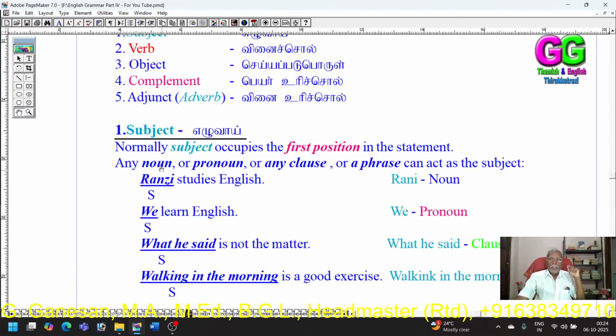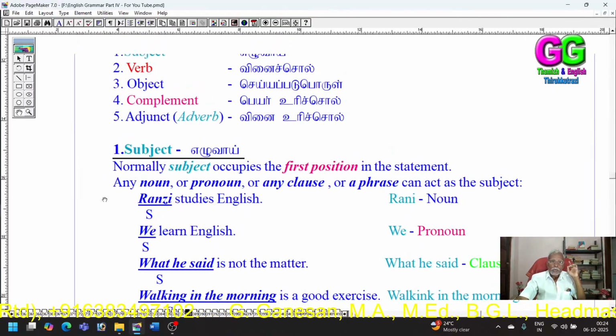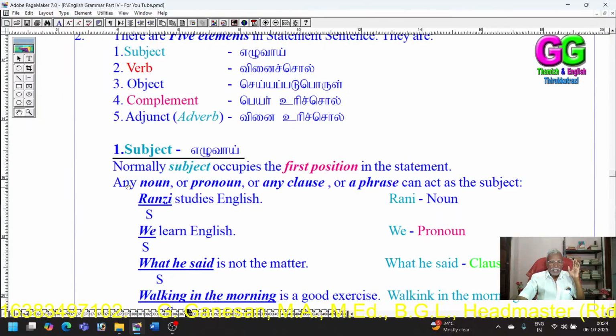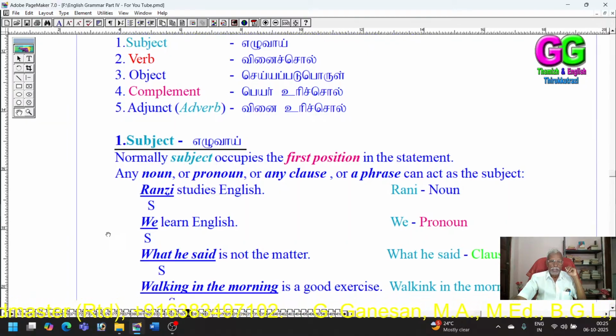Subject. Normally, the subject occupies the first position in a sentence. What can be used as the subject? Any noun or pronoun or any clause or a phrase can be used as the subject. Let us see the examples.